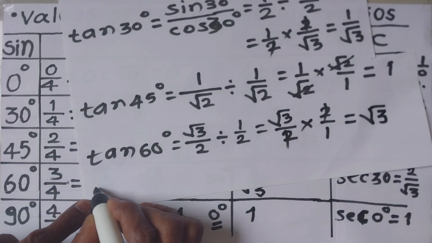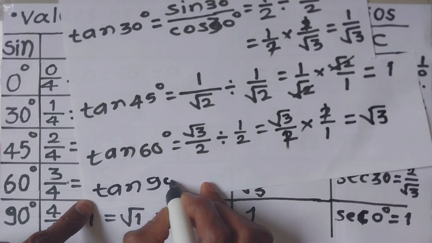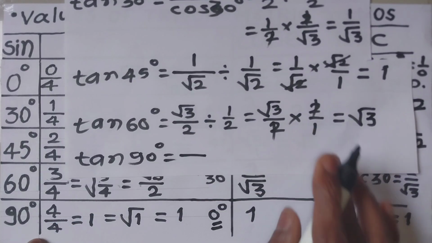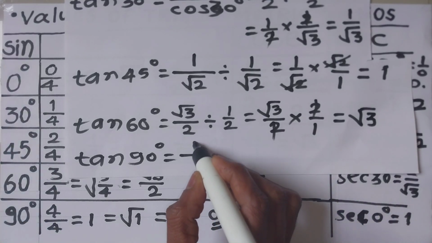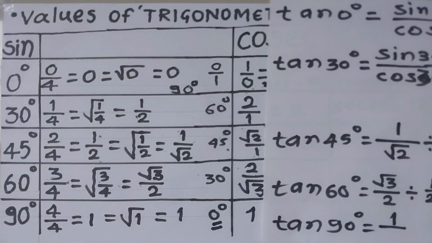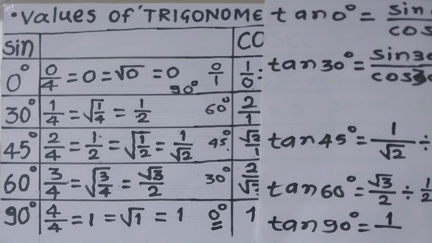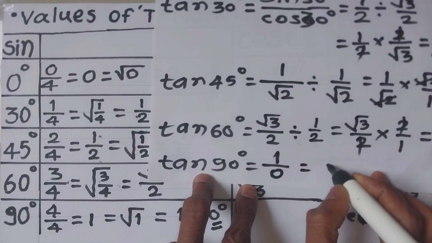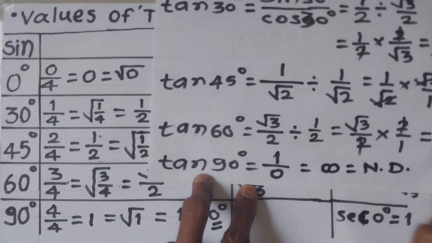Then finally we will find out tan 90 degree. Tan 90 degree means sin 90 degree upon cos 90 degree. Sin 90 degree is 1, and cos 90 degree is 0. Therefore this is infinity, or not defined.